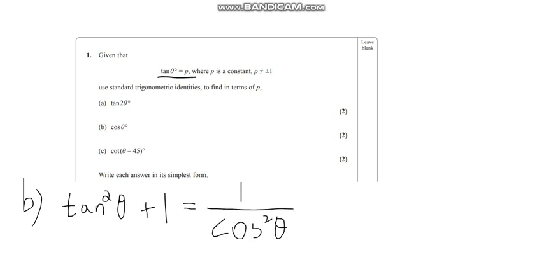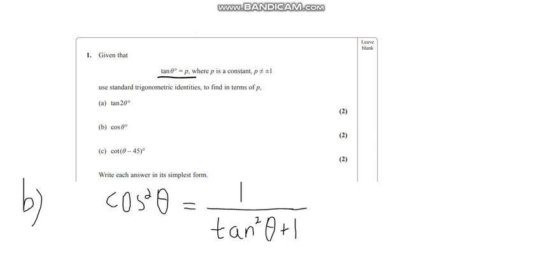Now what I'll do is take this cos square theta and move it over there and bring tan square theta plus 1 to the other side, basically cross multiplying. As you can see, I've moved everything into the right place, but the question is not finished yet, because the B part is asking us to find cos theta and not cos square theta.